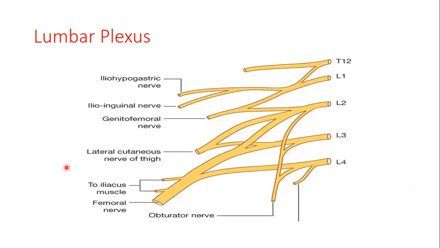So lumbar plexus mainly forms nerves that supply the abdomen as well as the lower limbs. Okay, we have the femoral nerve. Origin is from the lumbar plexus. Genitofemoral nerve, this nerve is going to the femur, to the thigh region as well as the genitals. Okay, then ilioinguinal, these are going to the abdomen: blood vessels in the abdomen, muscles in the abdomen, and the skin of the abdomen.